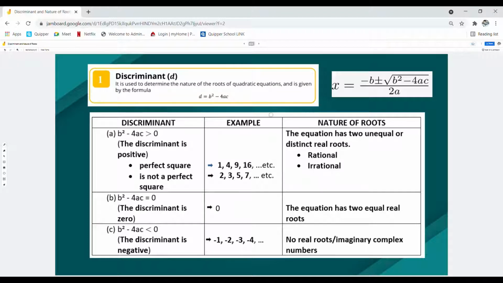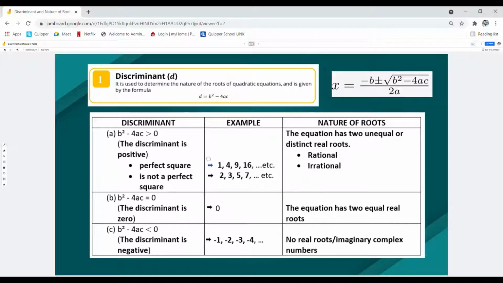First, let's try to define what is discriminant. The discriminant is used to determine the nature of roots of quadratic equations, and is given by the formula D is equal to b squared minus 4ac. As you can see, b squared minus 4ac is just part of the quadratic formula. So we're not getting away actually. So b squared minus 4ac is just here.